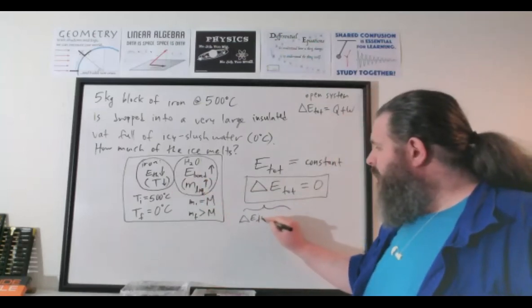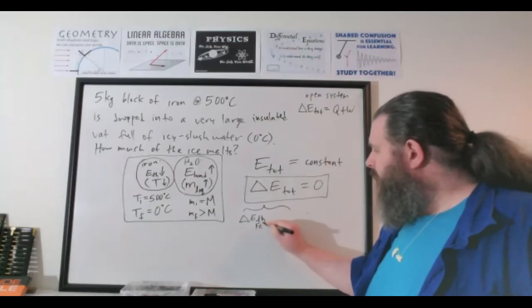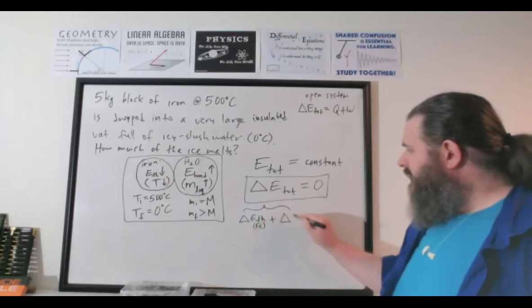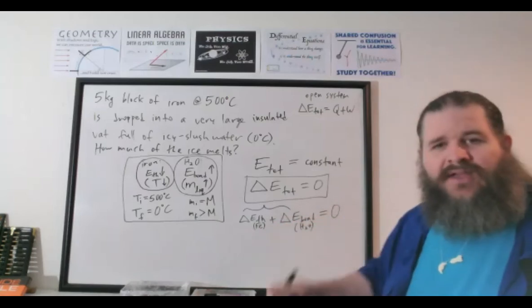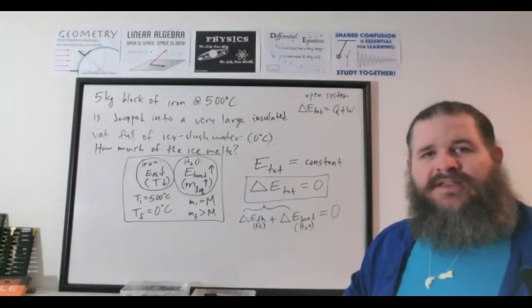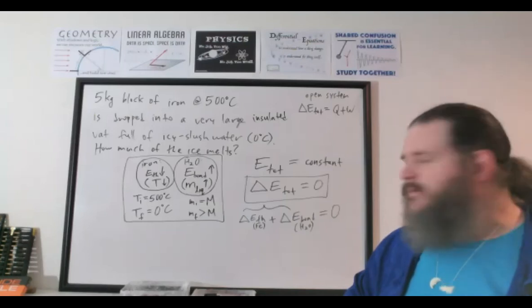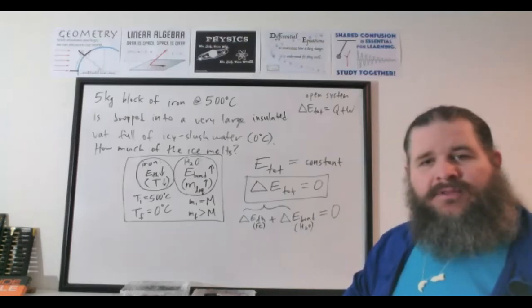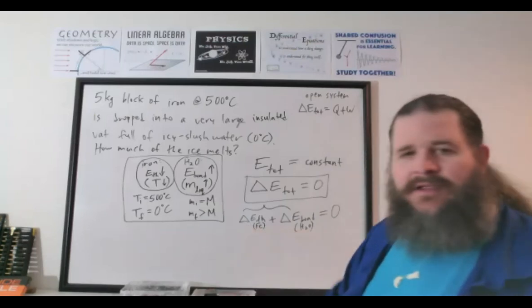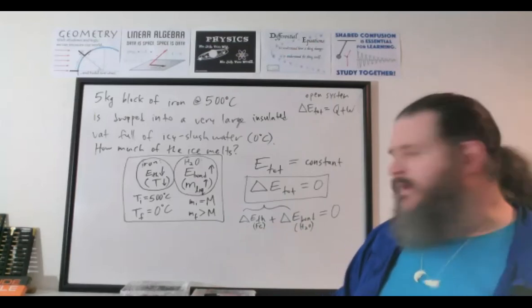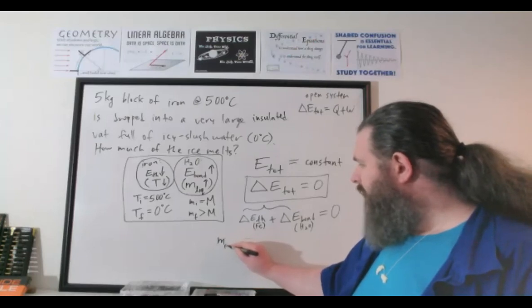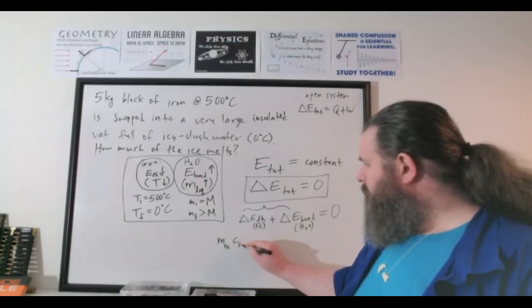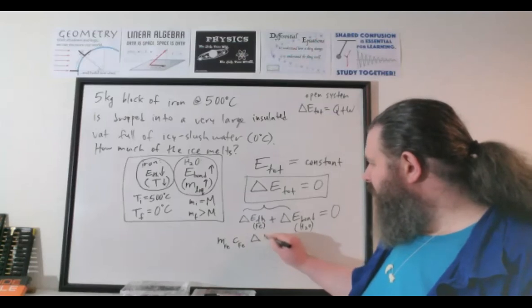Delta E thermal for the iron and delta E bond for the water. So those changes have to add up to 0. That matches the idea that one of them is increasing the amount that the other one decreases. And we can now fill in some formulas. For delta E thermal, we could use the MC delta T formula we were looking at earlier. Mass of the iron times specific heat of the iron times delta temperature of the iron.